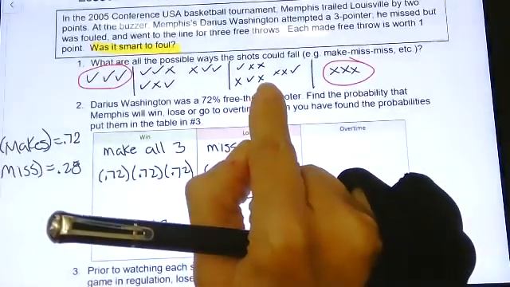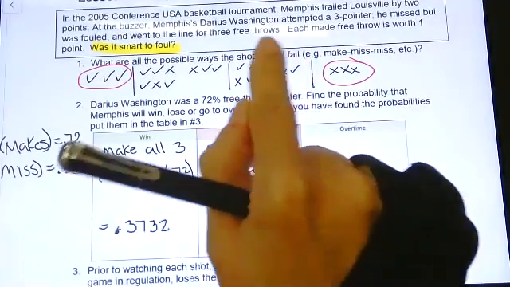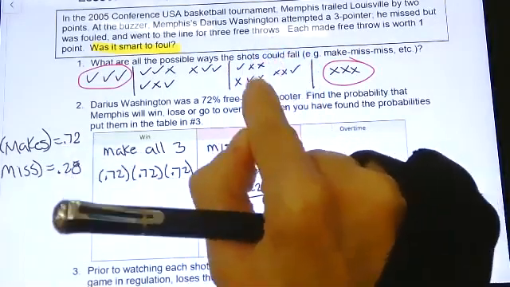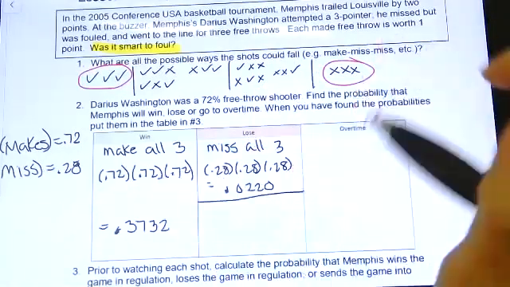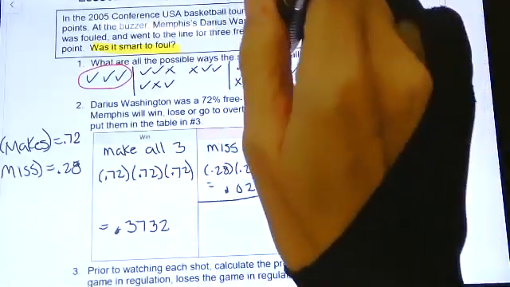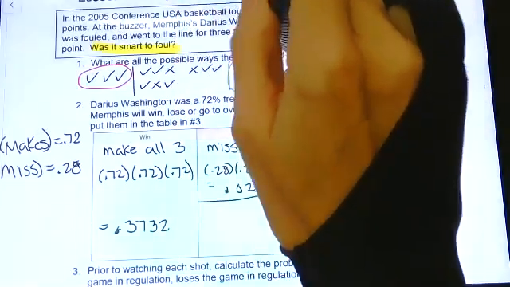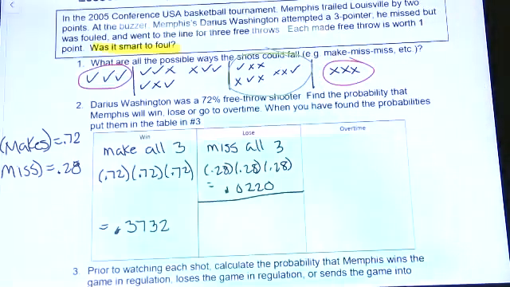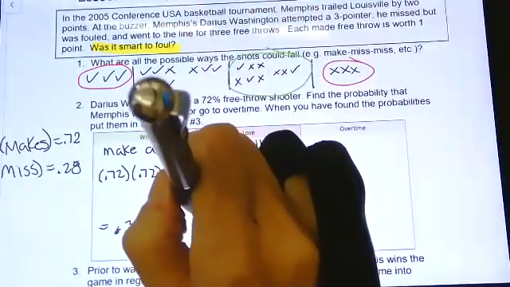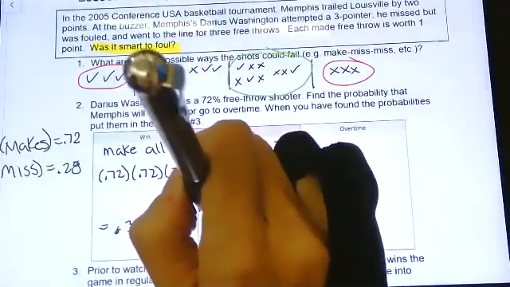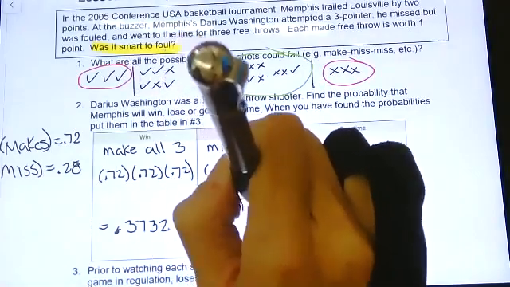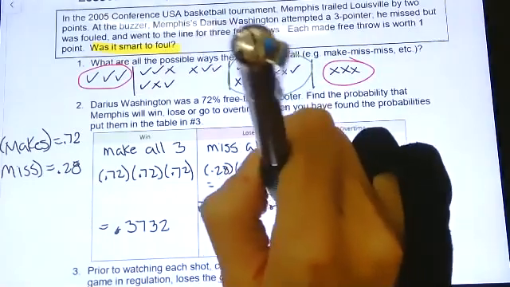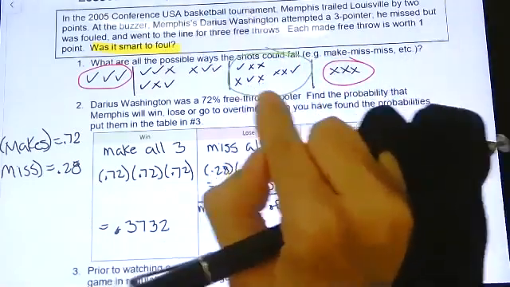if he only makes 1 out of the 3, so if this happens here, they also lose. So they can lose if he misses all 3, but they will also lose if he makes only 1 out of 3. Okay, so the other possibility is that he makes 1 out of 3. So we got to look at these here.